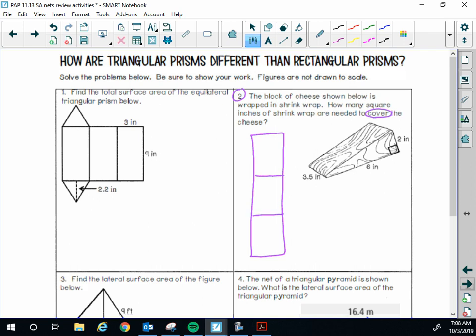And since it's a right triangle, that tells you to make a right triangle coming off here. All right, and then simply transfer your labels from the block of cheese over to here. So I can see that the 2 things that made my right angle were 2 and 6. So I'm going to put a 2 right here and a 6 right there. And then my other measurement that I have is 3.5.